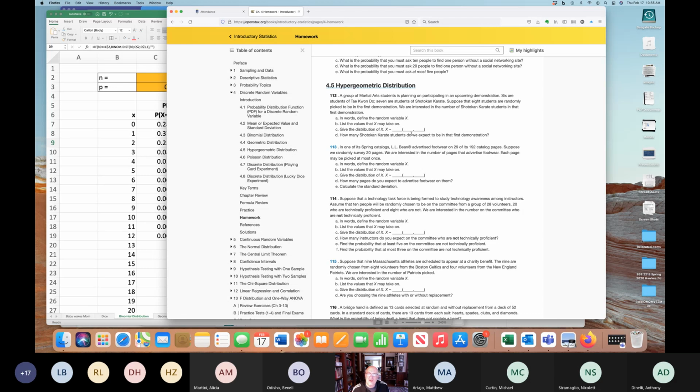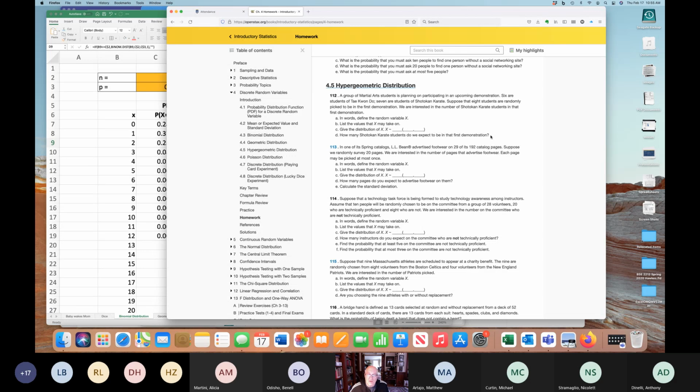Give the distribution, which you have to look in the book to find out how the book expresses the distribution. It may be different than how Excel does it. How many Shotokan karate students do we expect to find? So that is the mean. And we haven't done the mean. I like that. That'll allow you to do something. And I want to see the full distribution on your sheet that you turn in for all of these, because I'm giving you the calculator.